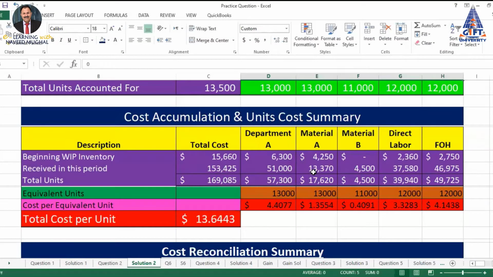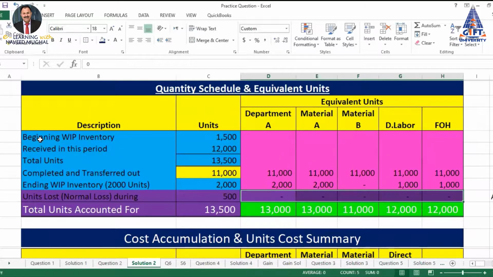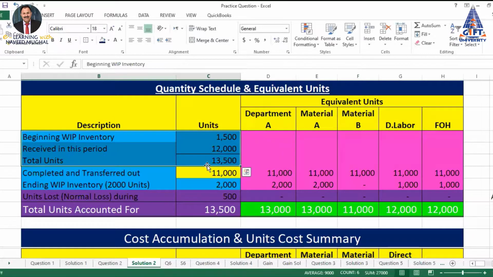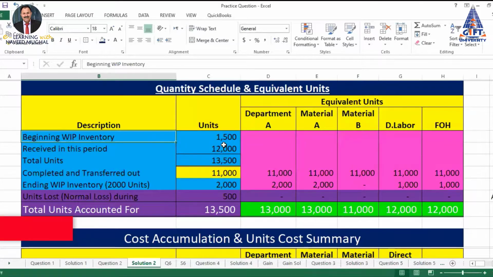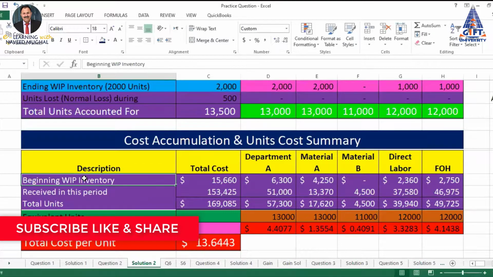At the second step, we will prepare the cost accumulation and unit cost summary. For this, we will use the first part of the quantity schedule. Look at this. These headings will be used over here. We had beginning work in process units.